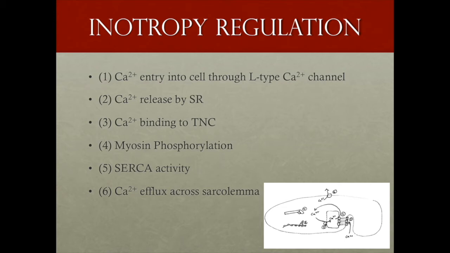The ways that we can affect calcium within the cell are as follows. First, we can affect the calcium entry into the cell through the slow inward L-type calcium channels. We can affect calcium release by the sarcoplasmic reticulum. We can affect calcium binding to troponin C. And we can affect calcium uptake into the sarcoplasmic reticulum by SERCA activity and calcium efflux across the sarcolemma and out of the cell. The ATP method of regulating inotropy focuses on myosin phosphorylation.